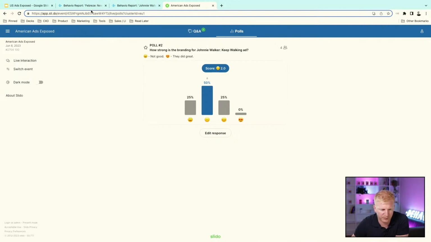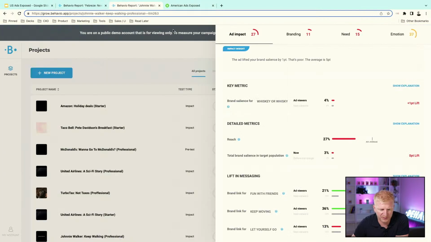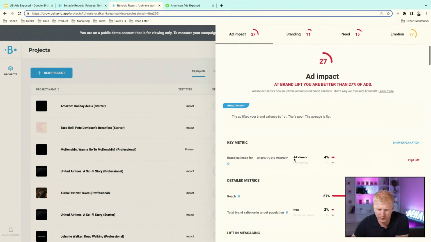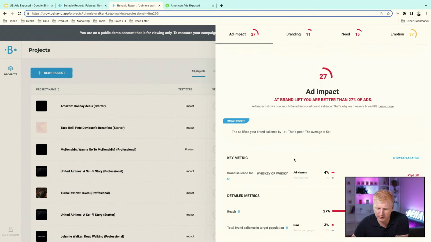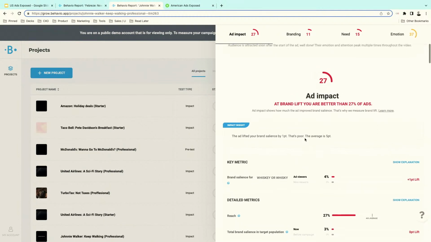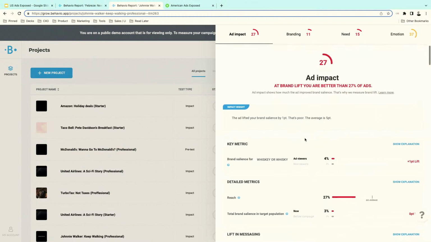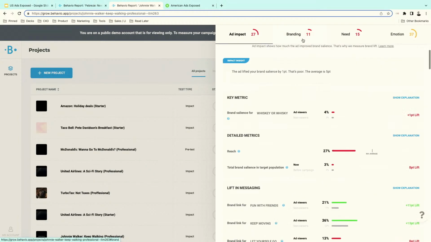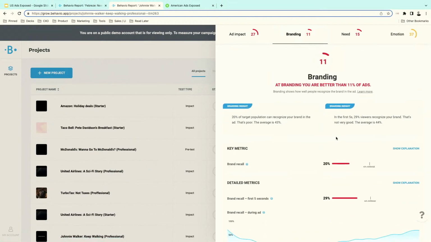I will show you the actual results for the representative sample of US consumers. We also do this for the category buyers, but here we have the national representative sample. And as you can see, yeah, you were right, it's not good. The branding is really low, meaning that only 20% of people who saw the ad were actually able to say correctly that it's for Johnny Walker.